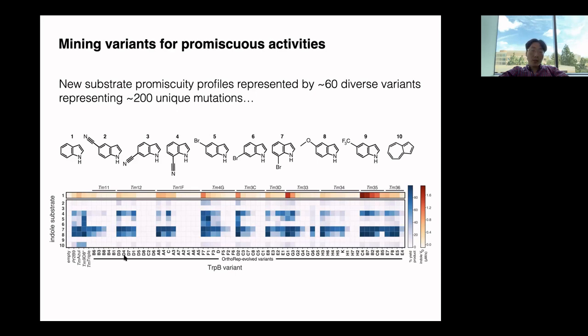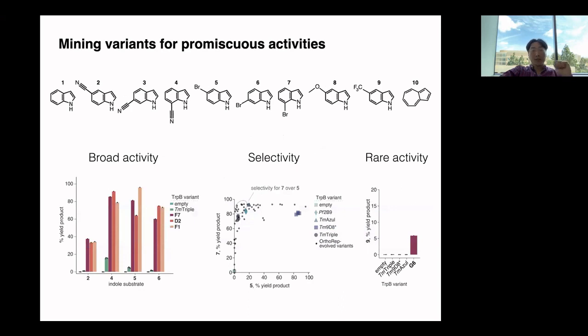And then we took those and we profiled them against analogs. So we fed them analogs. This is all done in vitro now, and asked whether they could make the corresponding tryptophan. And in fact, a lot of them could, and there was diversity in their activities for different analogs. Some of the different activities that we found are highlighted here.